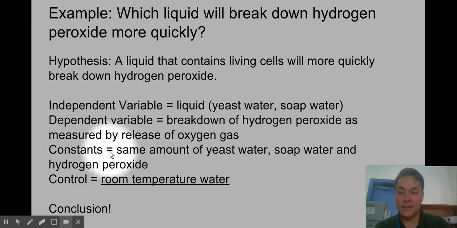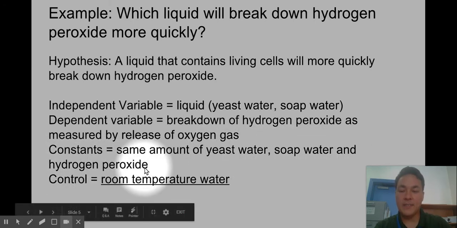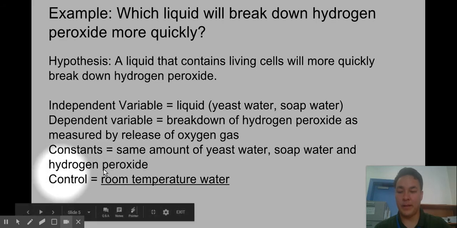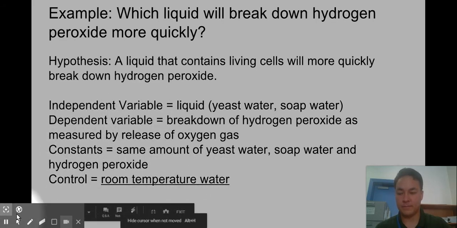Things that were constant, right? Ask yourself, the constants can also be called control variables. We had the same amount of yeast water in each tube, the same amount of yeast water as soap water, and we gave the same amount of hydrogen peroxide to each tube. It wouldn't be fair if we gave one tube, say, 5 milliliters, and the other one 2 milliliters. The control group, we compared it against room temperature water.